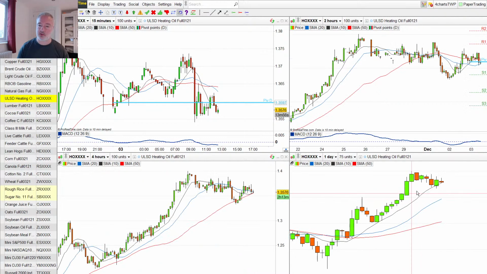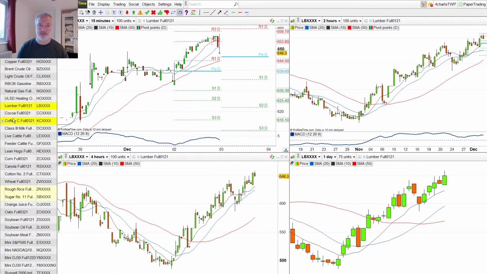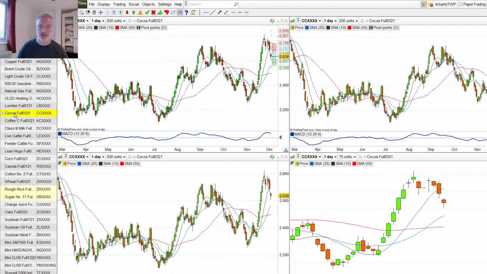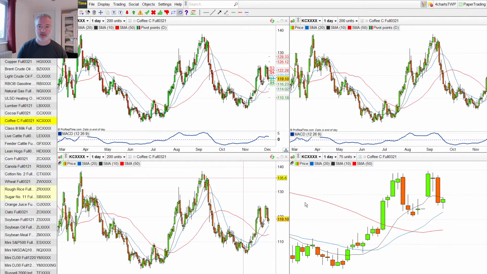Heating oil, too little to tell. Could actually turn around and go up on the daily. Looks like a potential uptrend coming into play there. Lumber, not great. Pass. Cocoa, keep an eye on that. The daily might turn around. Coffee is also strong resistance up here. Could end up climbing back up into that and producing a breakout flat level.